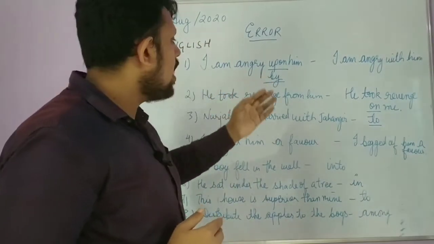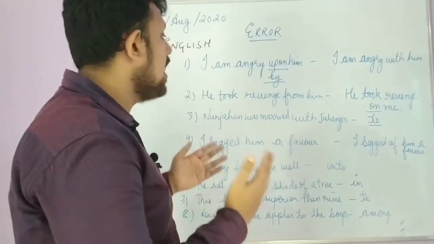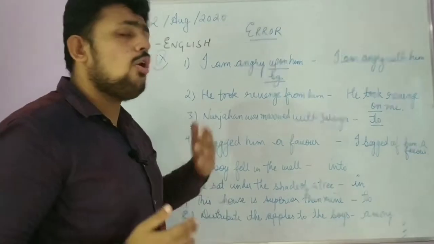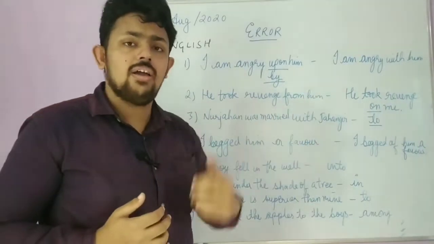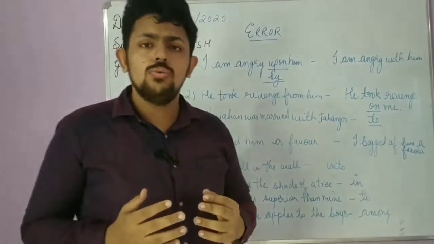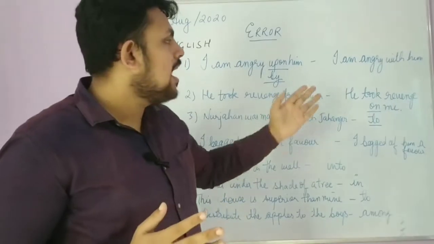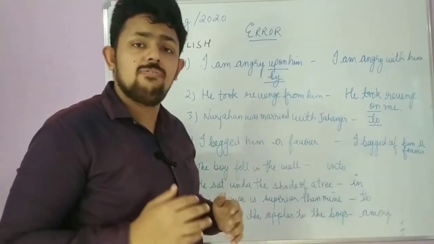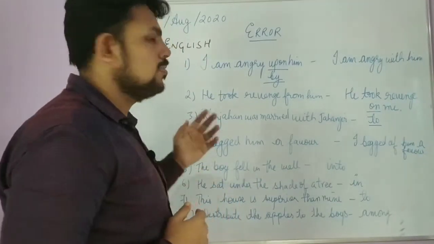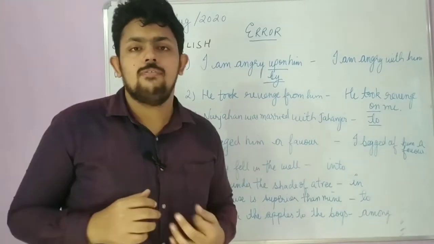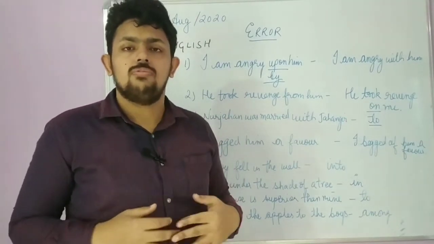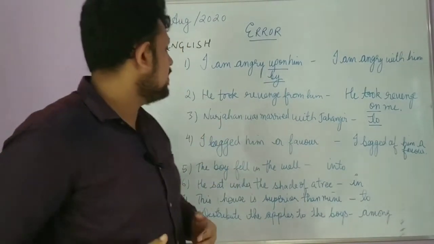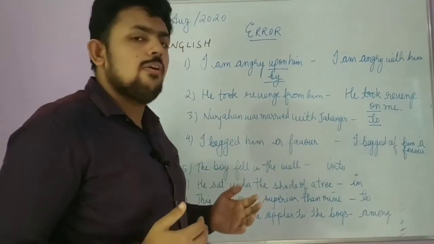I am angry upon him. I am angry by him. We often say that. I am angry on him. I am angry by him. But the right use of the preposition here would be: I am angry with him. So this is an error that we often commit. You must keep this in mind whenever you are talking about someone: I am angry with him, with her.